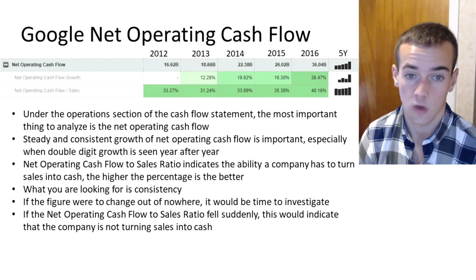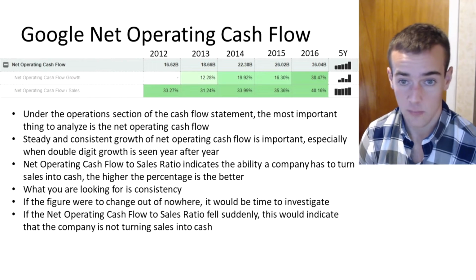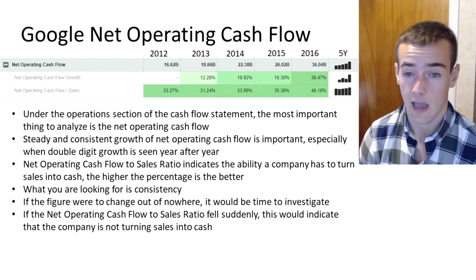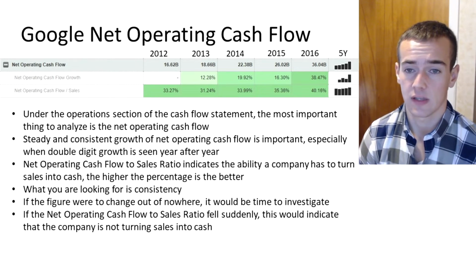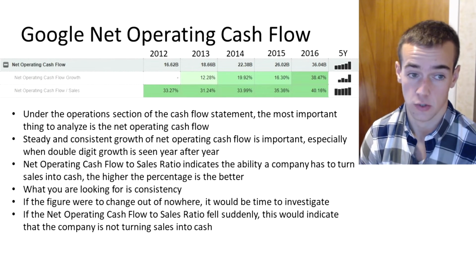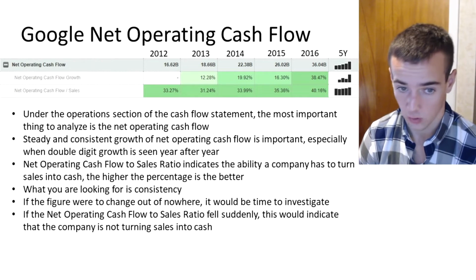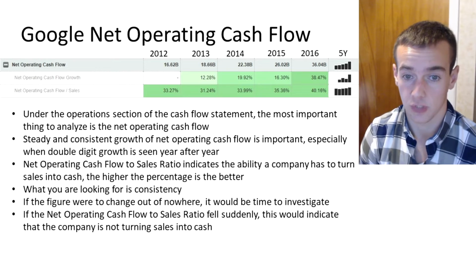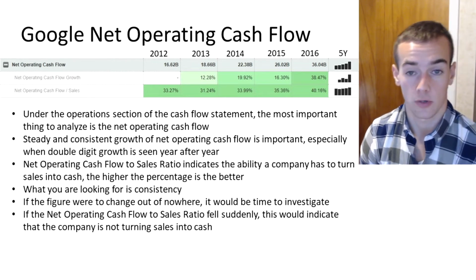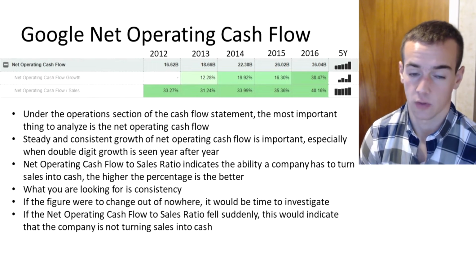So we see 12.28% and then 19.92% the year following, 16.3%, and then in 2016, almost 40% growth in net operating cash flow. And as you can see there, the 5-year trend is trending upwards. So this is fantastic. This is great numbers that you're going to be looking for as far as the net operating cash flow growth goes. Again, like we said, you want to see double-digit growth, and we are well into the double digits here, especially into 2014 and 2016.